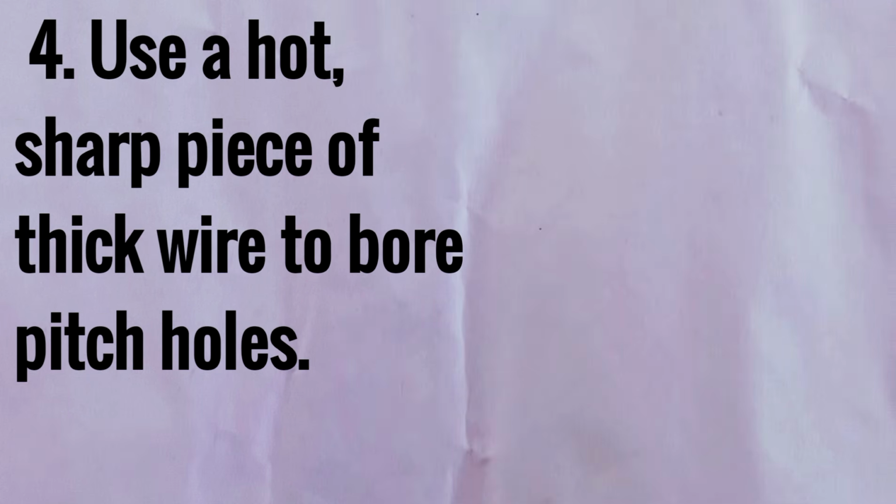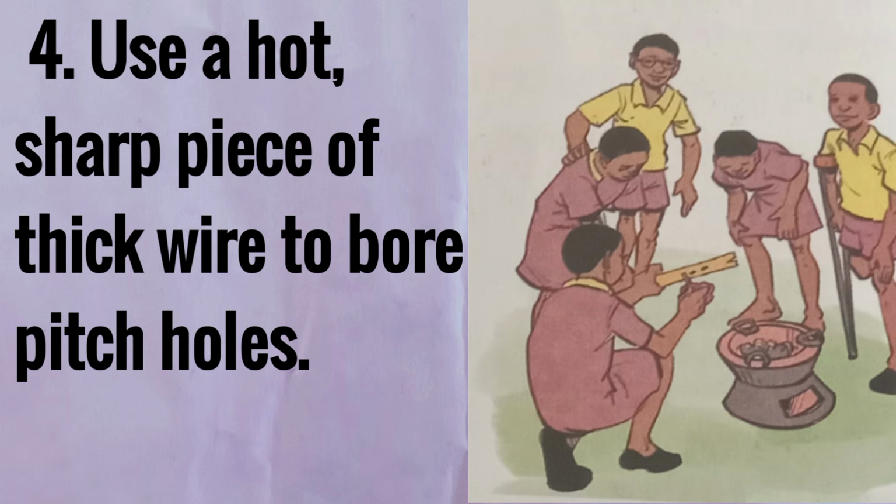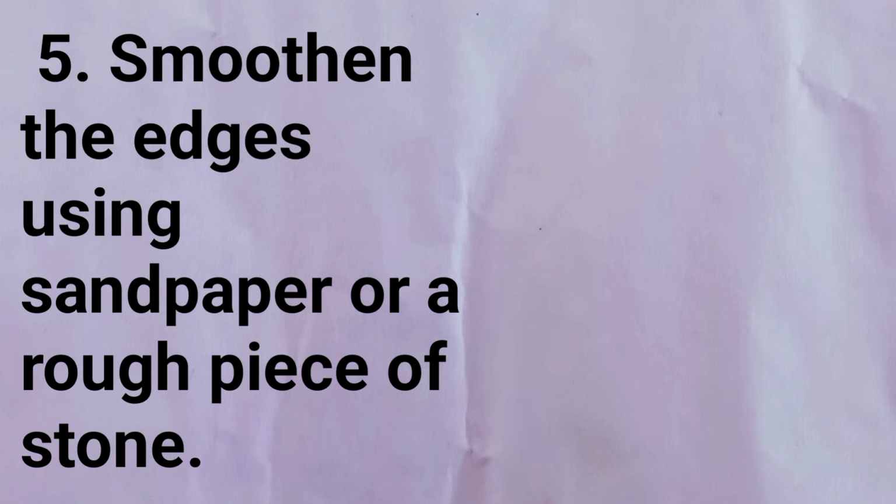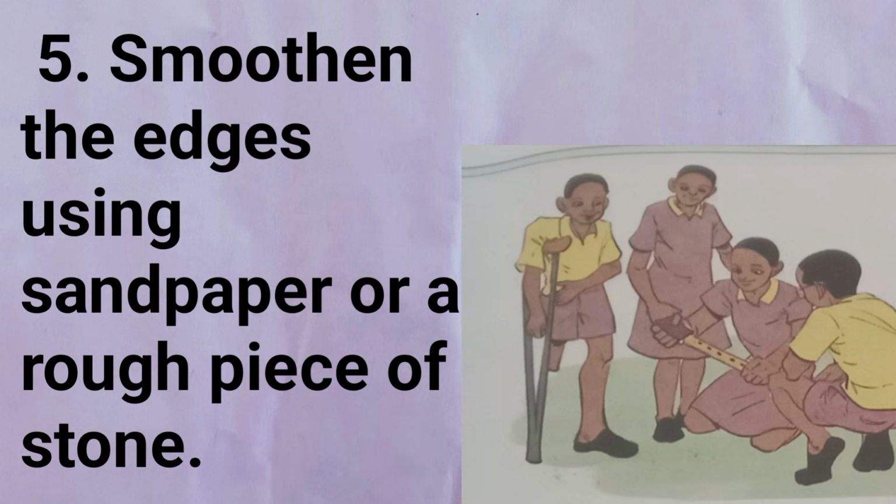Then they are going to use a hot, sharp piece of thick wire to bore pitch holes. So those are holes, for example, as in the design of a descant recorder. It will depend on how many holes the learners are going to make on that wind instrument. Then after that, they are going to smoothen the edges using sandpaper or a rough piece of stone. So let the instrument be smoothened using sandpaper.